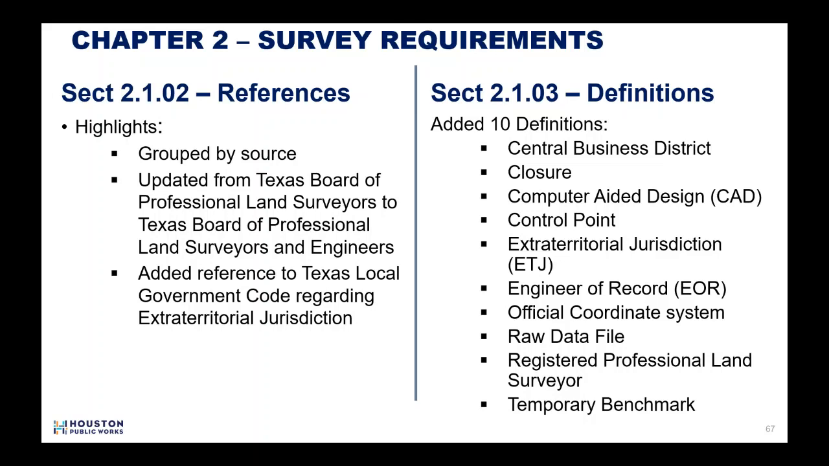We added 10 definitions. Again, most of these are just for clarification. We define central business district, closure, computer aided design or CAD, control point, extraterritorial jurisdiction or ETJ, the engineer of record, EOR, official coordinate system, raw data file, registered professional land surveyor, and temporary benchmark. And any of the definitions that are in this chapter should also match definitions of the same term in other chapters.